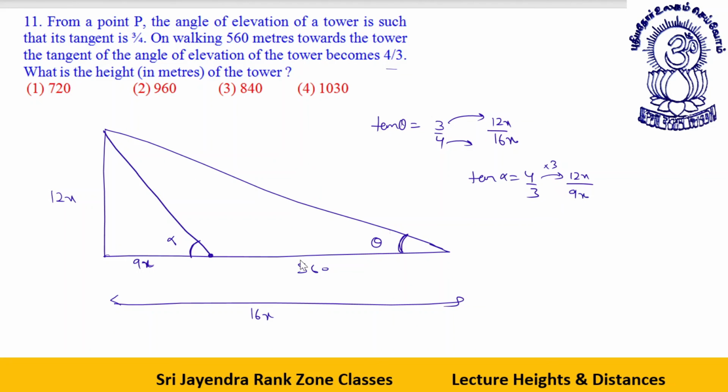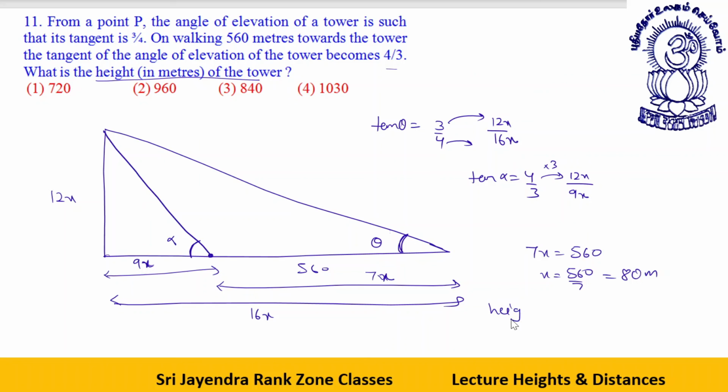So 12x, 9x. Now everything is sorted out. This is 9x, this is 16x. This becomes how much? This becomes 7x. So we have 7x is equal to 560, or x is equal to 560 by 7, that is 80 meters. What is the height of the tower? Height of the tower is 12x, and x is 80 meters. So this is 960 meters, and this is your answer.